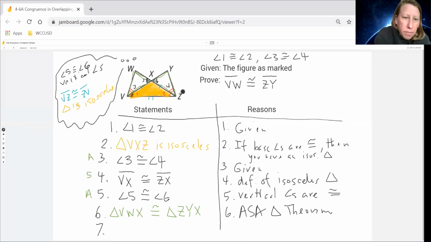So the last step, if you've proven triangles are congruent, then you can just pull off the corresponding parts. So you can also notice it's the first two letters and the first two letters. That is called corresponding parts of congruent triangles are congruent.